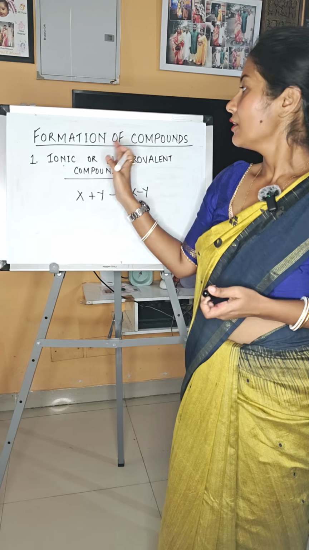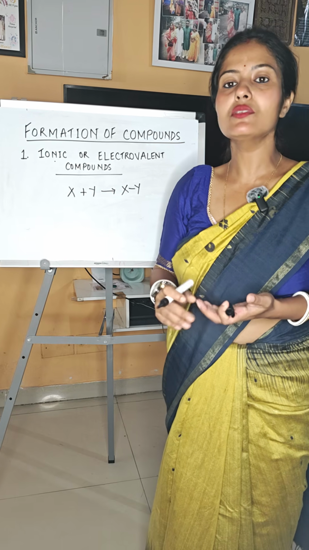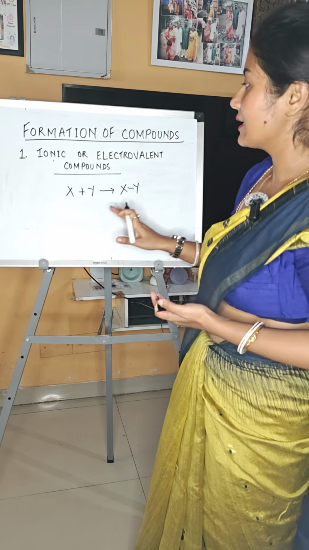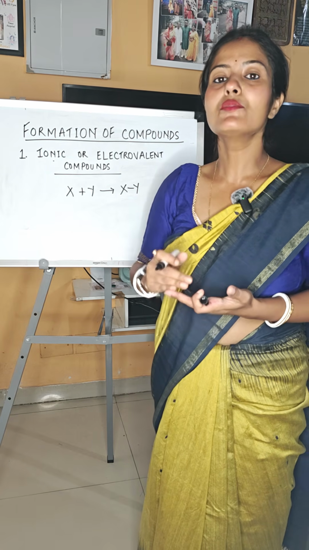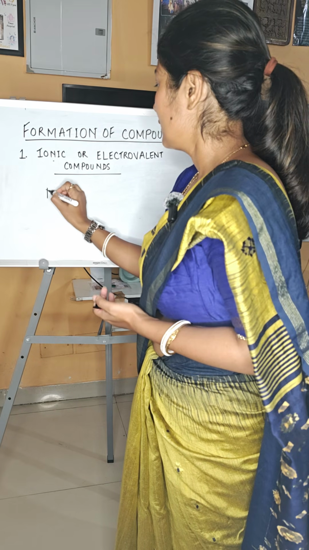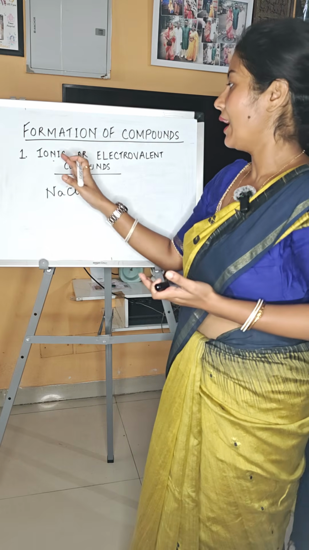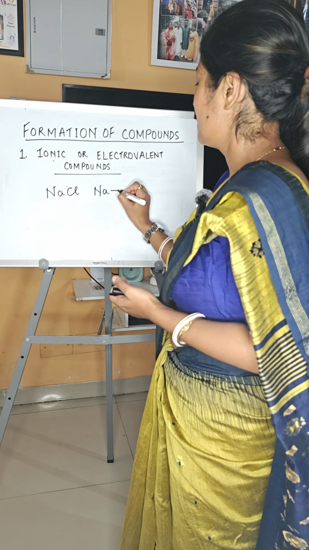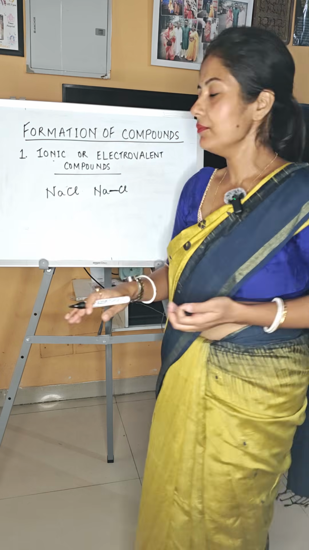Now compounds may be of two types. One is electrovalent or ionic compounds and the next one is covalent compounds. In the case of ionic or electrovalent compounds, electrons are transferred from one atom to the other. For example, NaCl, sodium chloride. This is an example of an ionic or electrovalent compound. Now, how is this bond formed? This bond between sodium and chlorine, how it is formed, that we will discuss.